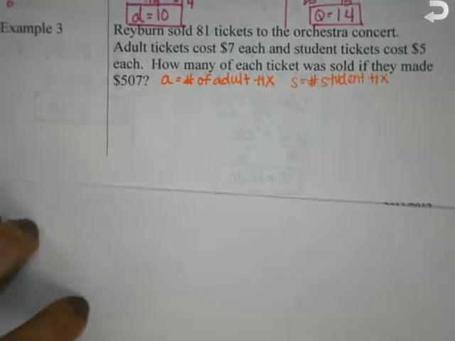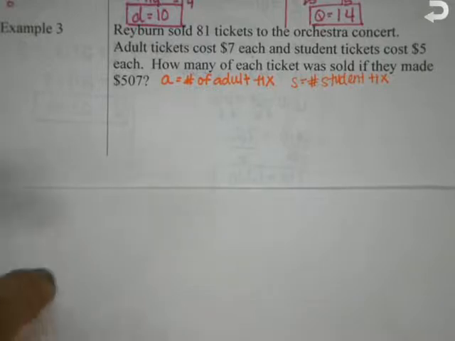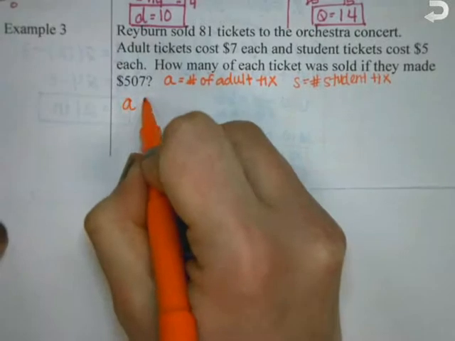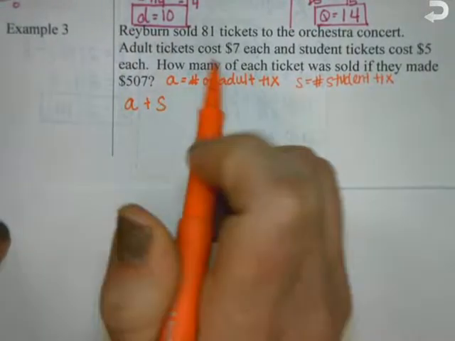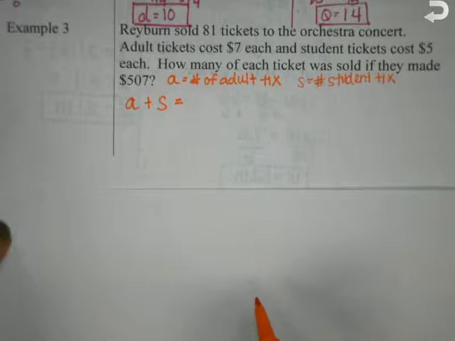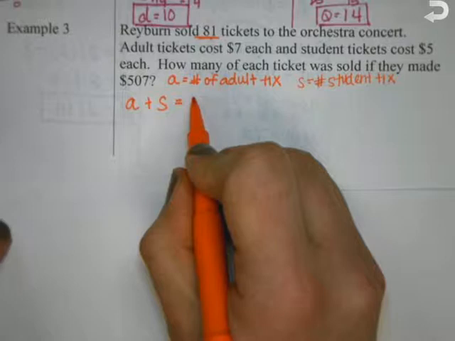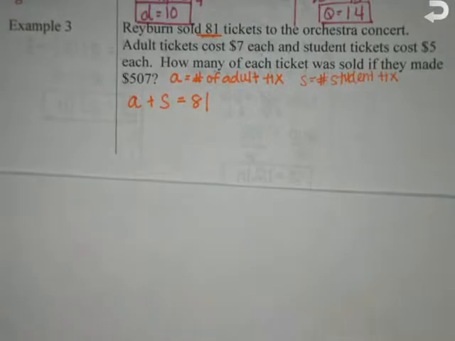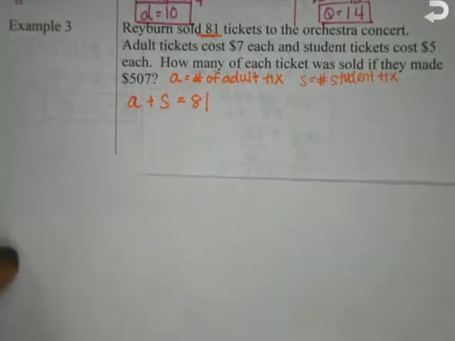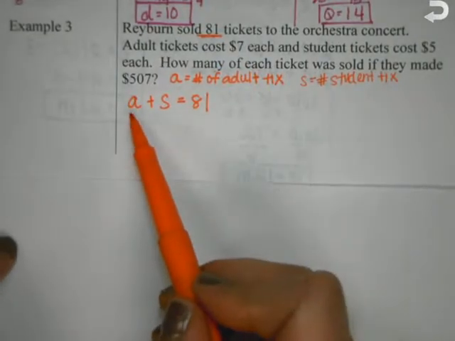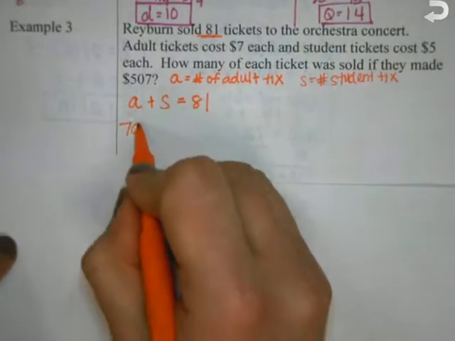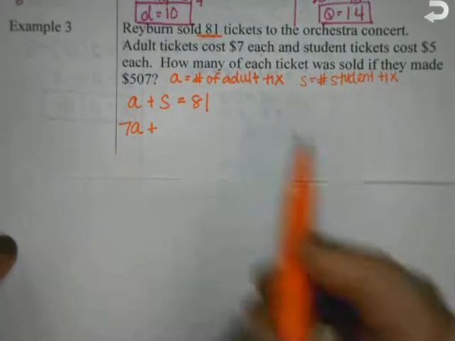Okay, so same steps. We first need to write an equation for the total number of tickets sold. So that's going to be A plus S, the number of adult tickets plus the number of student tickets, and how many did they sell? No, that's dollars. Total was 81, right? $507 is going to be our second equation. In the second equation, we're looking at the worth. How much is an adult ticket worth? 7A. Plus, how much is a student ticket? 5S. And how much did they make? 507. A plus S equals 81.